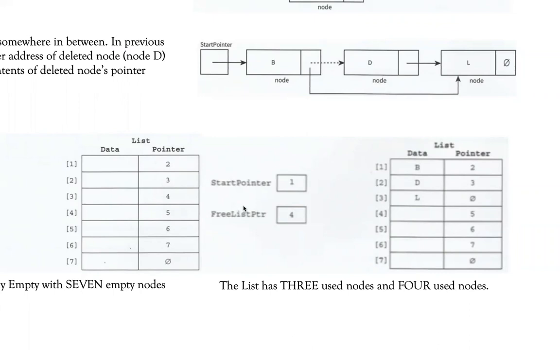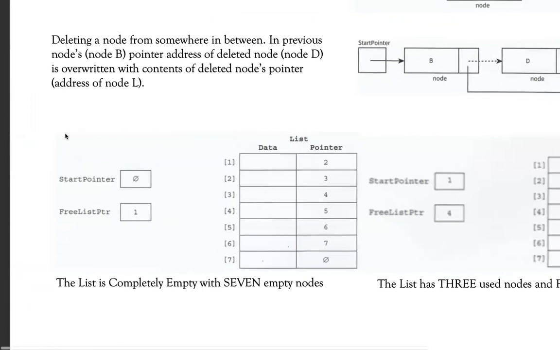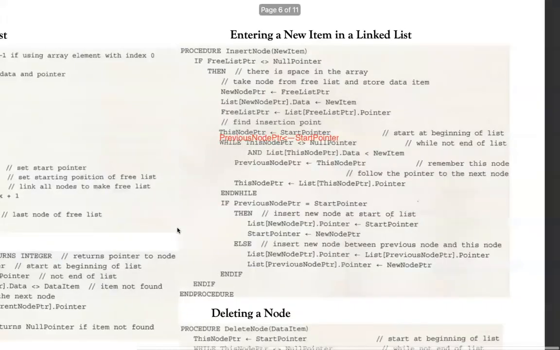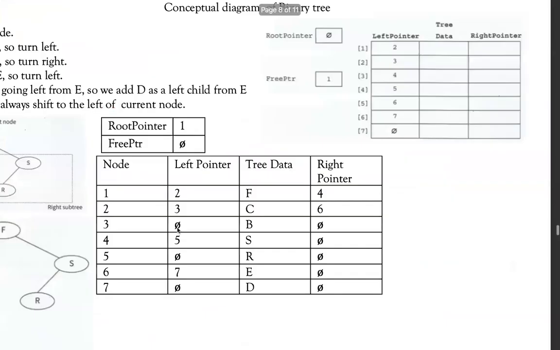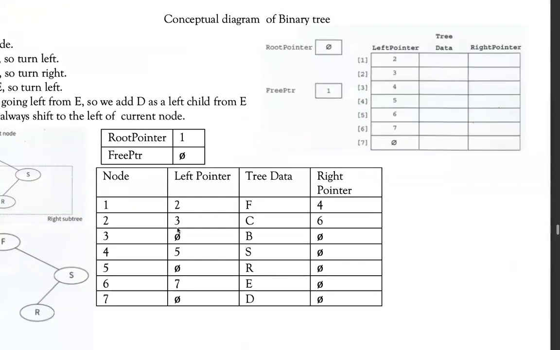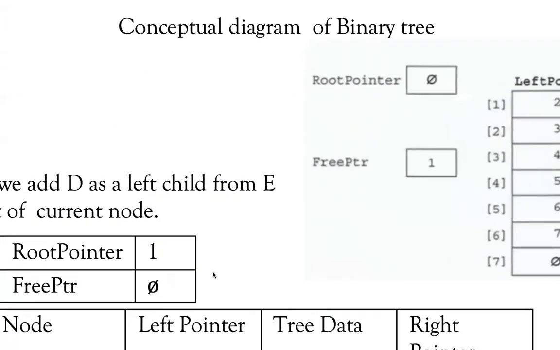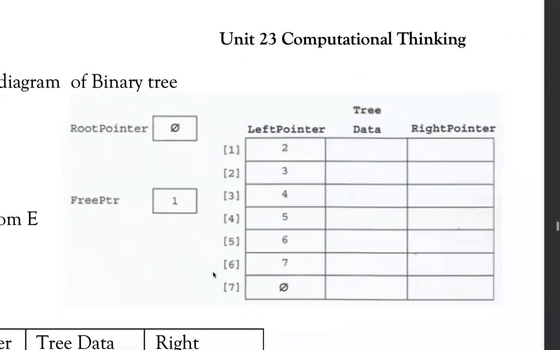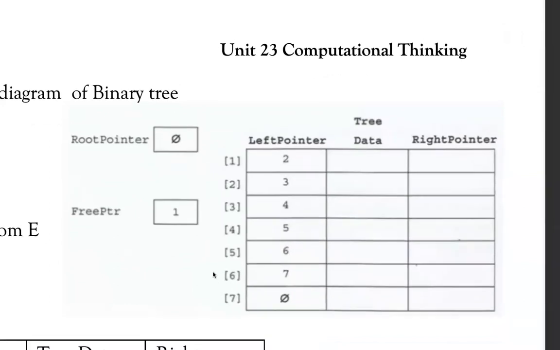So, the next available node. If we remember, an empty linked list looks something like this. The start pointer points towards nothing. That's why the start pointer has null in it. And the free list pointer is pointing towards node number 1, which is the next available node to be used when data is to be added. A similar type of data organization, a similar type of data structure, will be used for your binary tree. Now, this is what an empty tree looks like when I make it into a two-dimensional array.